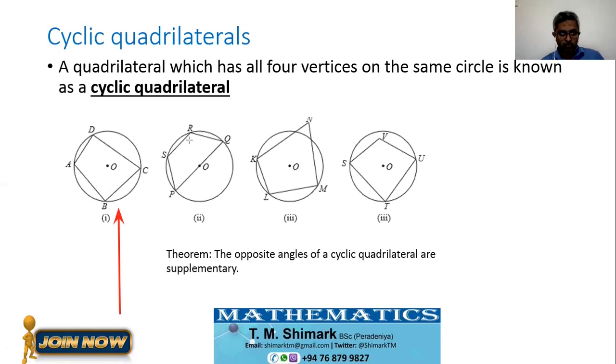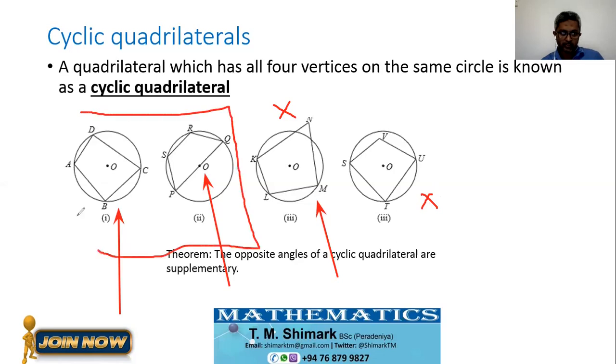Here this is also a cyclic quadrilateral, right? We can see though it goes through the center, it is still a cyclic quadrilateral because all the vertices are on the circle. If you take this one, this one is not a cyclic quadrilateral. The reason is we can see this one is outside, and here also not, because one is inside. So these two only are cyclic quadrilaterals, right?